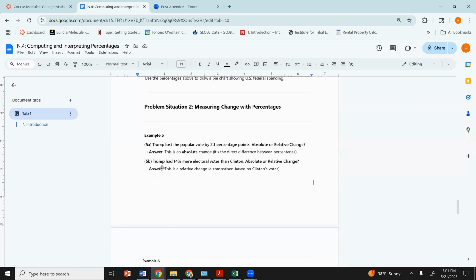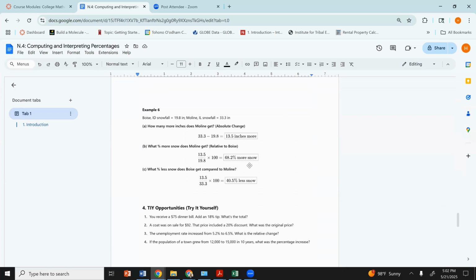Another question: Trump had 14% more electoral votes than Clinton. Is this absolute or relative? 14% more is comparing it to the other person, so this is a relative change. It's comparing to other events.